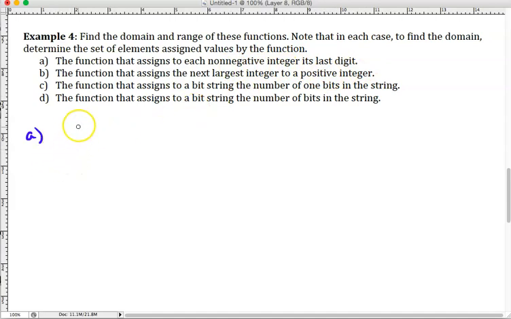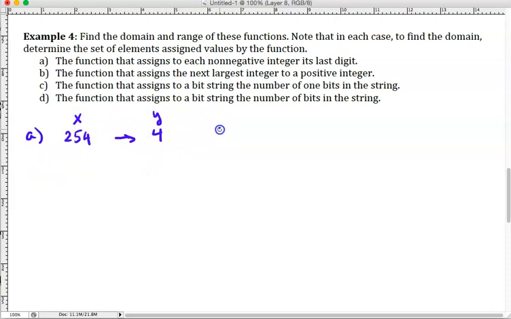Okay, so basically this says that if I have a non-negative integer like 254, this is my input, or keep using x's and y's, so it's fine. Then the output is the last integer of that number. So the output for this one would be 4. So my inputs are integers and my outputs are the last digit.